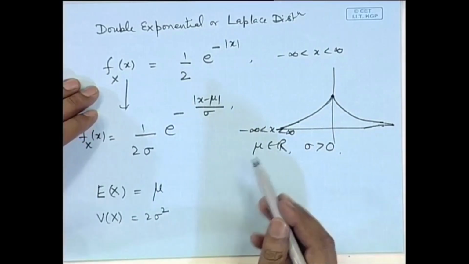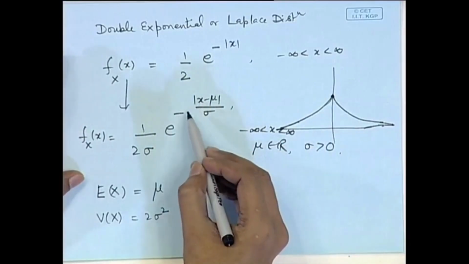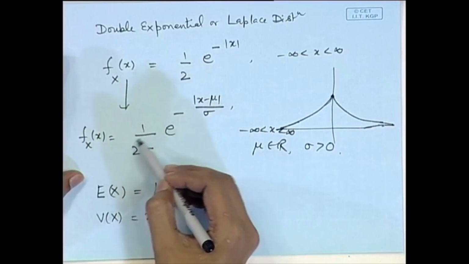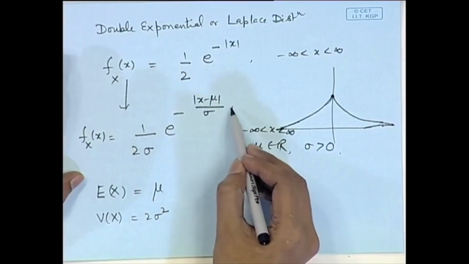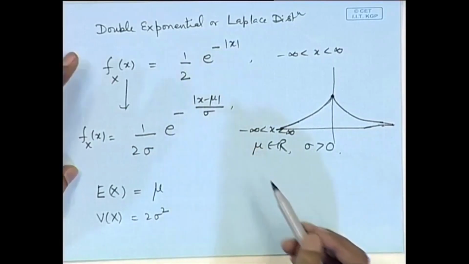The moment generating function of this distribution will exist, because if we look at the expectation of e to the power tX, then it is the integral of this term into e to the power tx. So, it will exist for all values of t.